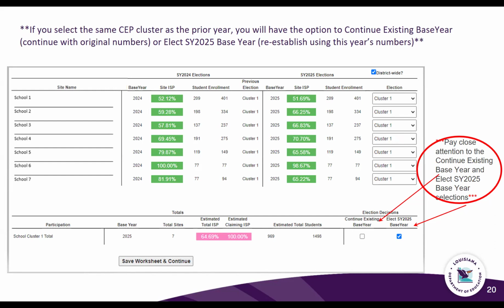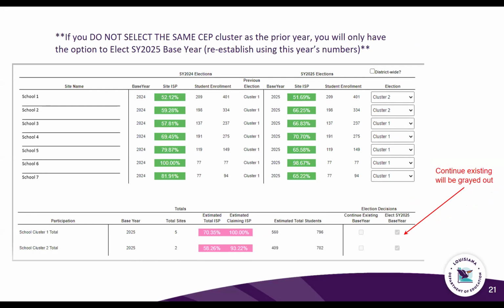So please pay close attention to the continue current base year and renew base year selections. If your current school year ISP has increased from your ISP of the prior year, or you are above 62.5%, you want to consider reestablishing or selecting the elect school year 2025 base year. Note that if you do not select the same CEP clusters as the prior year, you will only have the option to elect a new base year.